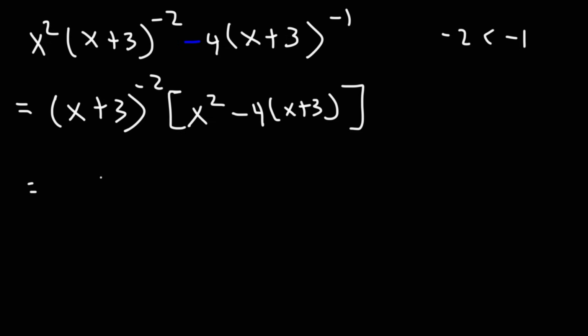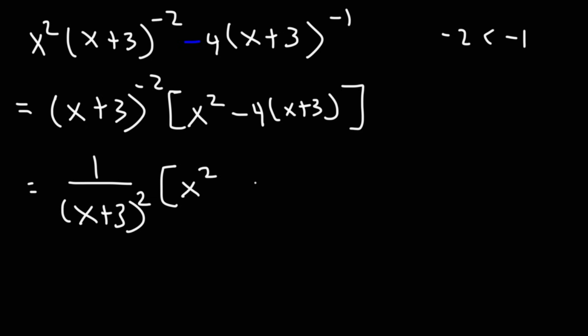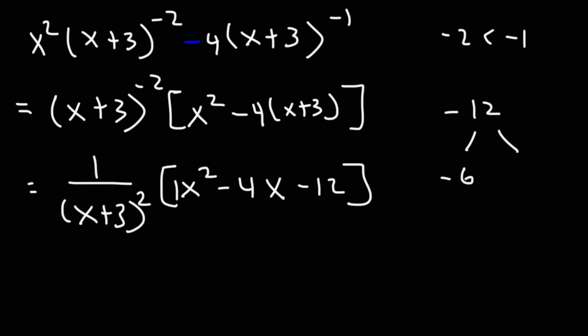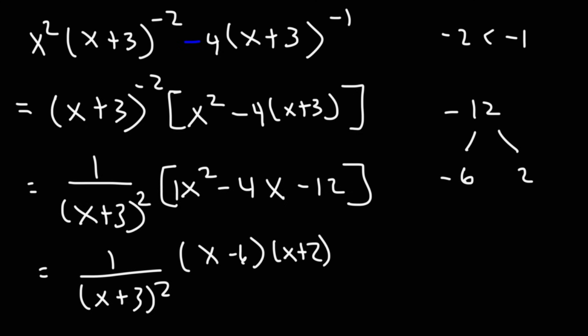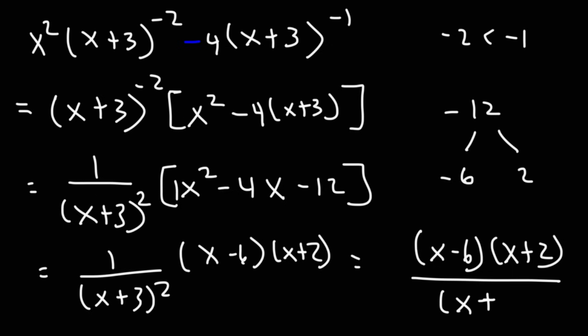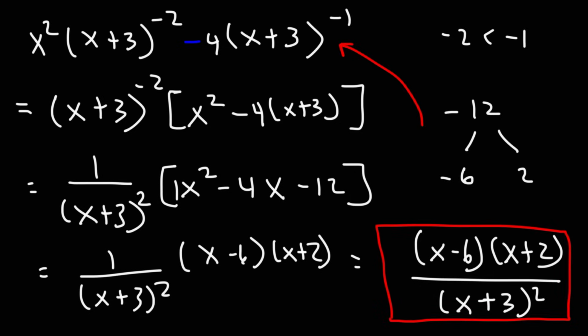Now, x plus 3 raised to the -2 is the same as 1 over x plus 3 squared. Now I'm going to distribute the -4, so it becomes -4x minus 12. Now we have a trinomial with a leading coefficient of 1, so we need to find two numbers that multiply to -12 but add to -4. So -6 and +2: -6 times 2 is -12, and -6 plus 2 is -4. So we can write this as x minus 6 times x plus 2. Our final answer is x minus 6 times x plus 2 divided by x plus 3 squared. So that's how we could factor an expression with negative exponents.